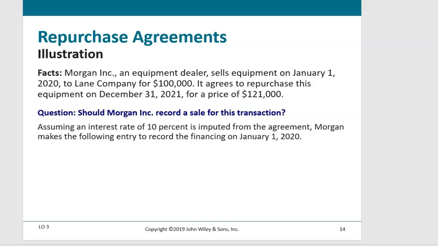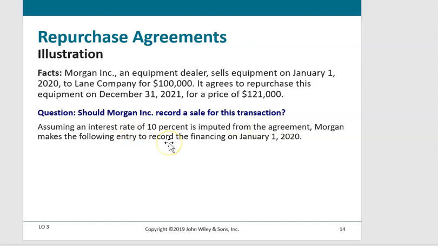So what happens from Morgan's perspective? They get cash January 1st. They repay cash of $121,000, so $21,000 additional at the end of 2 years. What is that $21,000 additional cash that the company is going to pay above what it received? That looks like interest. Question, should Morgan Inc. record a sale for this transaction?